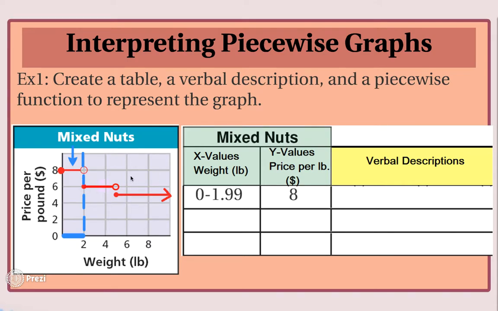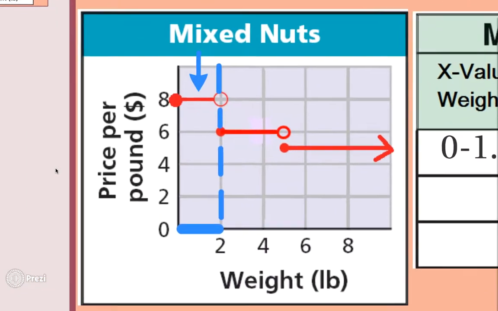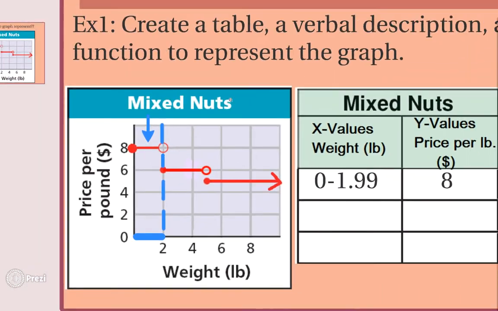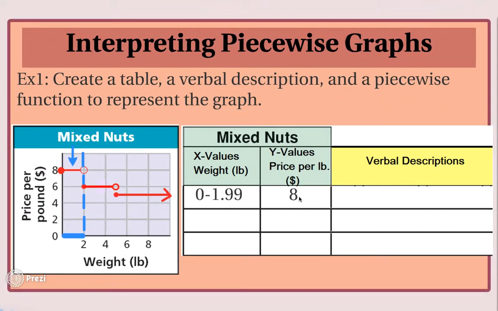Now the y values, let's take a look. Where this interval hits the y-axis is at 8, right here. So our y value will be 8. Okay, and then our verbal description, so describe what we just talked about. When the weight is, I said, under 2 pounds. Now you could say this differently. You could say between 0 and 1.99 or however you want. I chose to say under 2 pounds. Okay, when the weight of your mixed nuts is under 2 pounds, the price is $8.